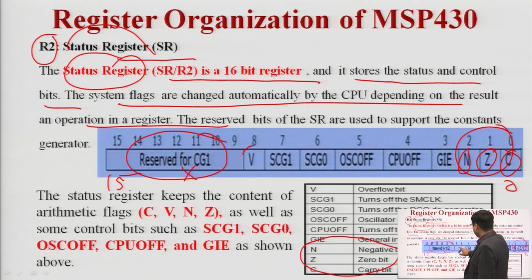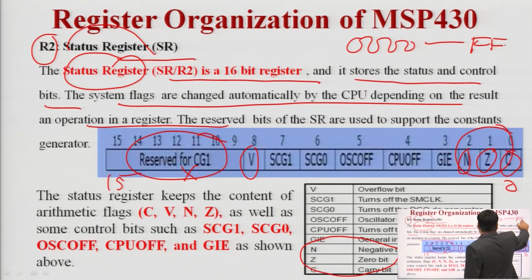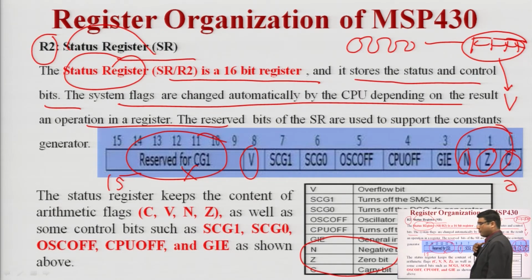Okay. 8 is dedicated to V. V means the overflow bit. If there is any overflow of the system, we are counting the value from 0000 to FFFF. If the data is available beyond the FFFF, it will indicate the overflow in the system by V. So, to indicate there is an overflow in the system, the particular bit value of V is 1. 1 means set. Okay. And 7, 6 are available as SCG1 and SCG0.